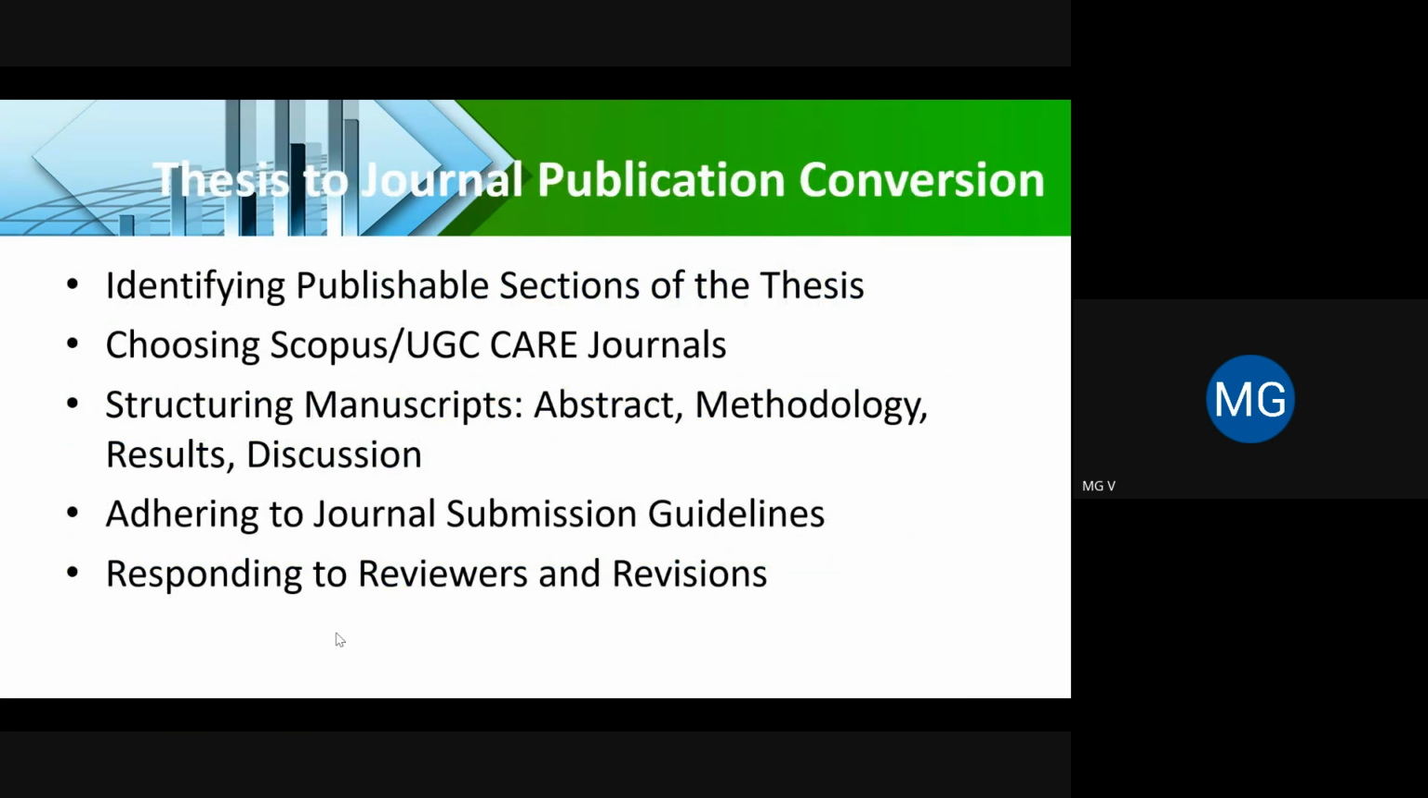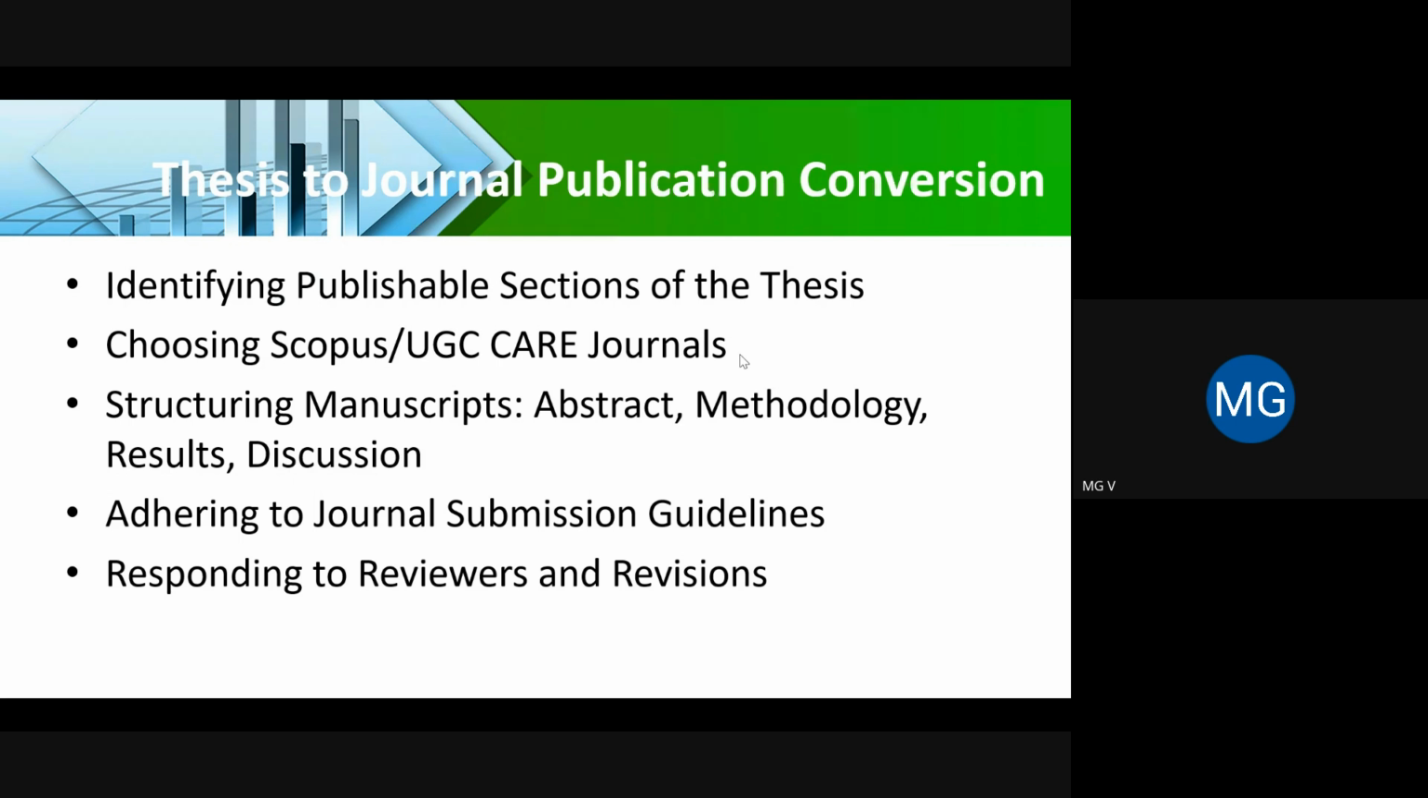Now, thesis to journal publication conversion. Turning a thesis into publishable research articles significantly enhances the academic value of your doctoral work. Begin by identifying sections that can stand alone, typically literature review with meta-analysis, methodology with tool development, or findings with empirical depth. Choose target journals indexed in Scopus or listed under UGC Care.